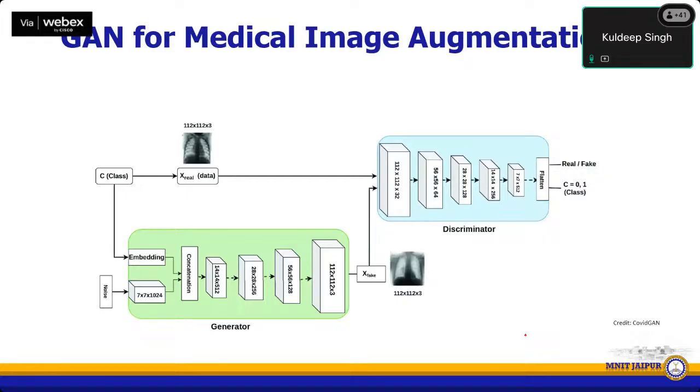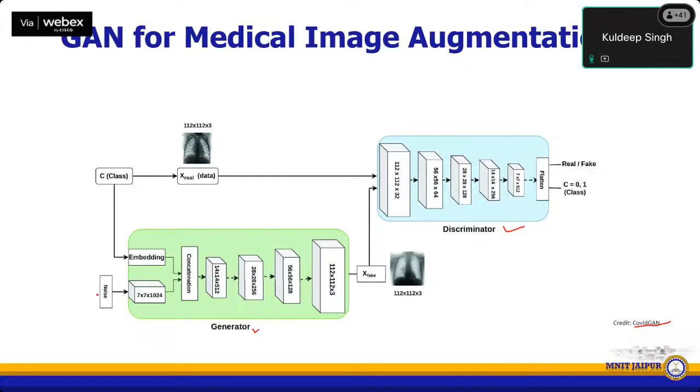This is one of the examples where the GAN is being used for medical image augmentation, and this was specifically used for generating COVID-19 based chest X-rays. The name of this particular model is COVID GAN. You can see here we have a generator model and another one is the discriminator model.